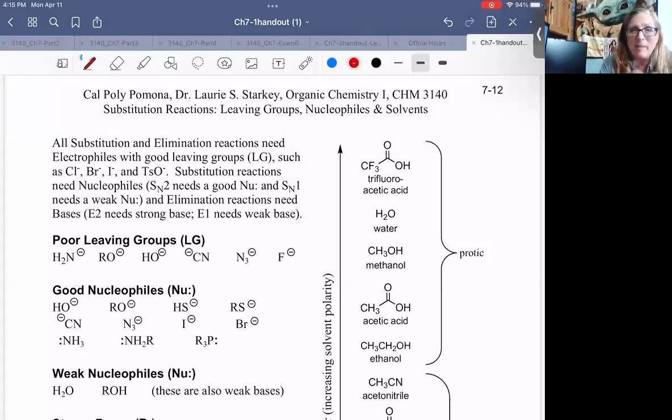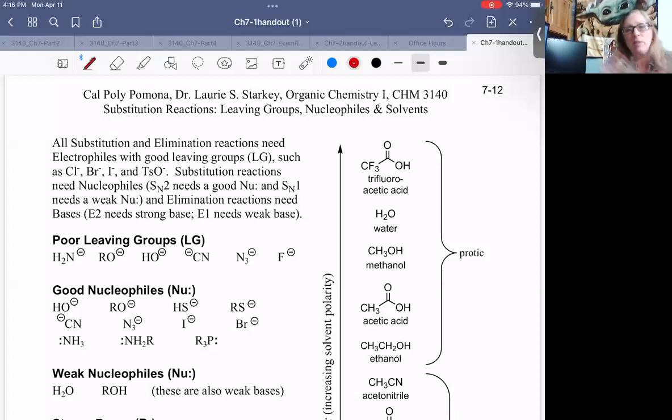Today, we're going to talk about solvent effects and how they might have an impact on substitution reactions and the Sn1 versus Sn2 mechanism. Solvents are really important when we're doing chemical reactions because they can have a dramatic impact on the success of that reaction.